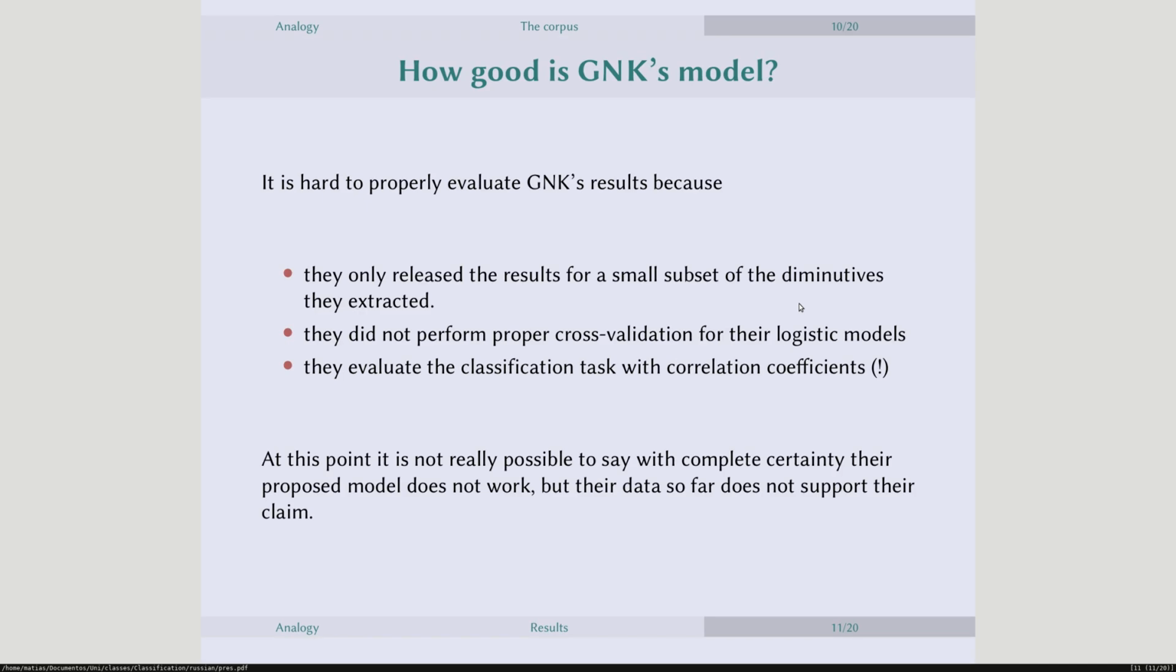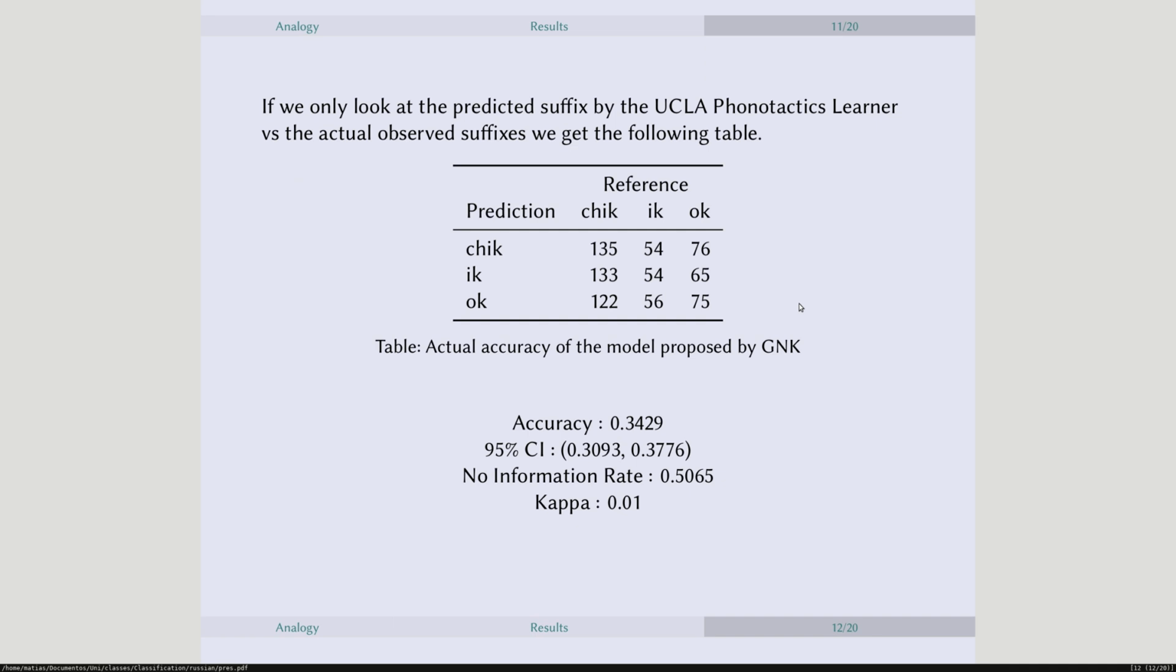So it's hard to evaluate how well Guskova's model works, because they only did their model for a subset of the diminutives. They didn't do cross-validation, and they evaluated the results in a very unsound manner. So it's hard to evaluate it, but we tried nonetheless. We tried to build predictions from their model, and these are the results we got.